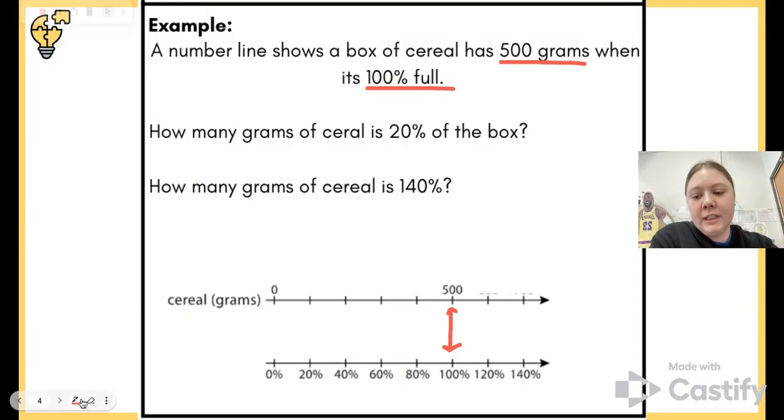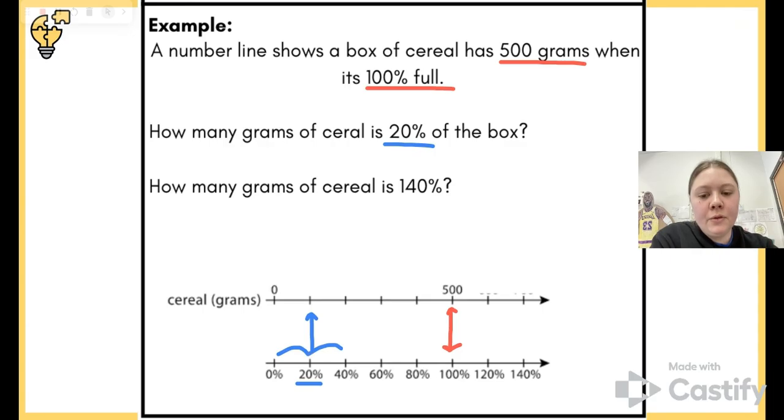So our first question is asking us, how many grams of cereal is 20% of the box? So I see 20% is right here, and I need to figure out what the ratio would be that goes on the number line above it. And that 20% equals whatever line is above it. Now I notice that my number line is split into equal parts, right? They're equally spaced. So if I look at 0 to 100, how many equal parts do we have?